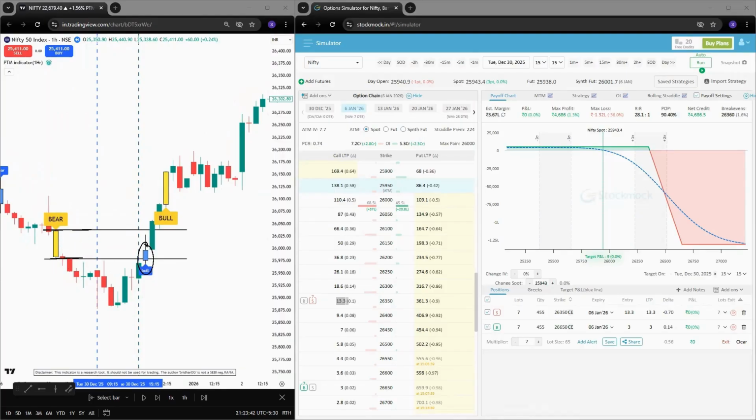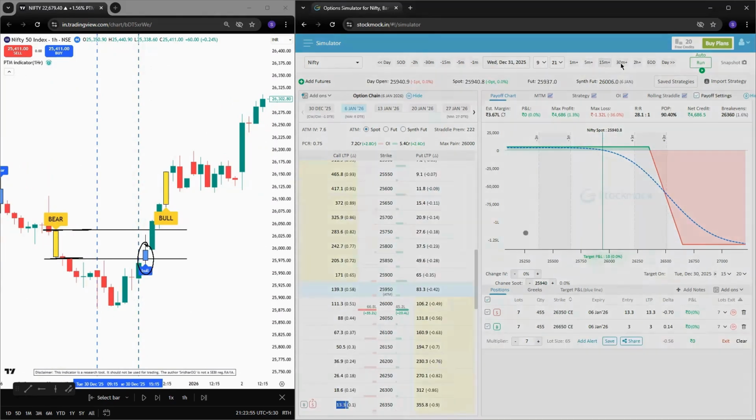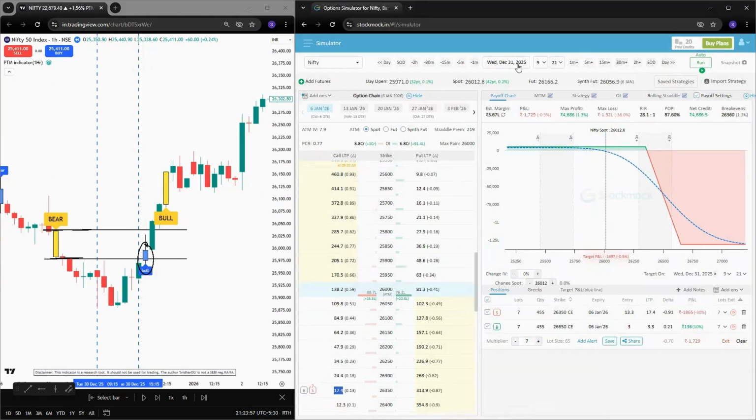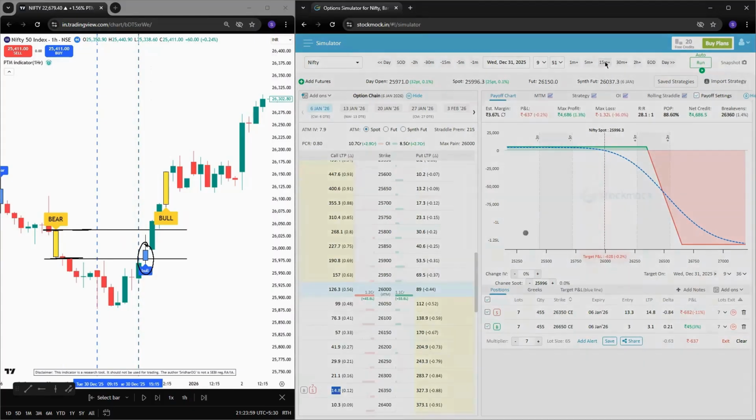What should I do here? As per rules, I have to wait for this candle to close. So this candle started at 9:15, it will close at 10:15. So I have to make the changes in my simulator, go 5 minutes forward, 15 minutes forward. I have to go to 31st. I have to select 10:15.